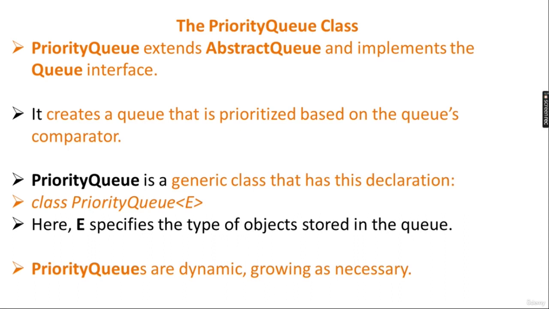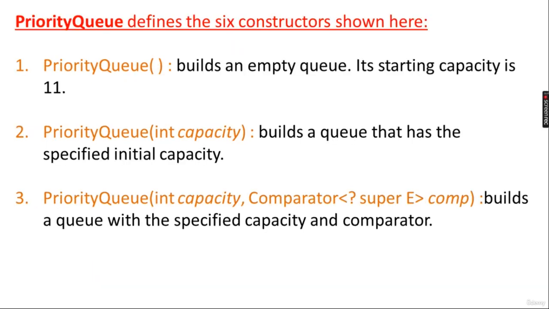PriorityQueue is a generic class that has this declaration: class PriorityQueue<E>, where E specifies the type of objects the priority queue will hold, and these grow dynamically as necessary. PriorityQueue() builds an empty queue. Its starting capacity is 11. PriorityQueue(int capacity) builds a queue that has the specified initial capacity. PriorityQueue(int capacity, Comparator comparator) builds a queue with a specified capacity and a comparator.